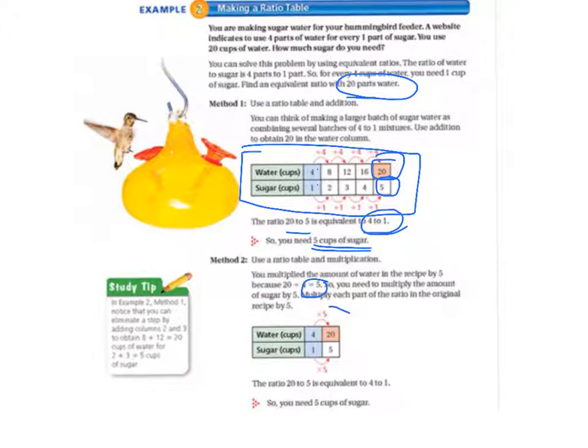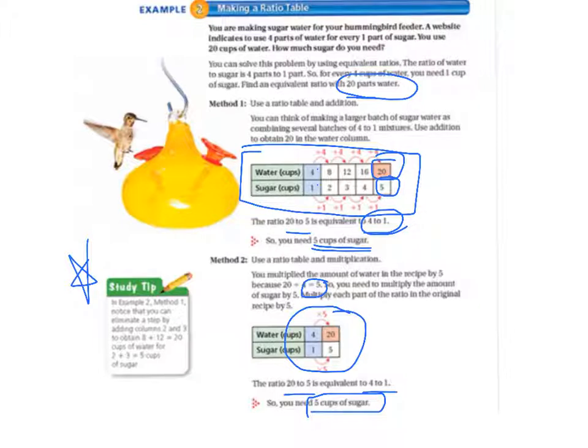Multiply each part of the ratio in the original recipe by 5. So it shows us how to do that right there. The ratio 20 to 5 is equivalent to 4 to 1, so we need 5 cups of sugar. Let's take a look at our study tip.